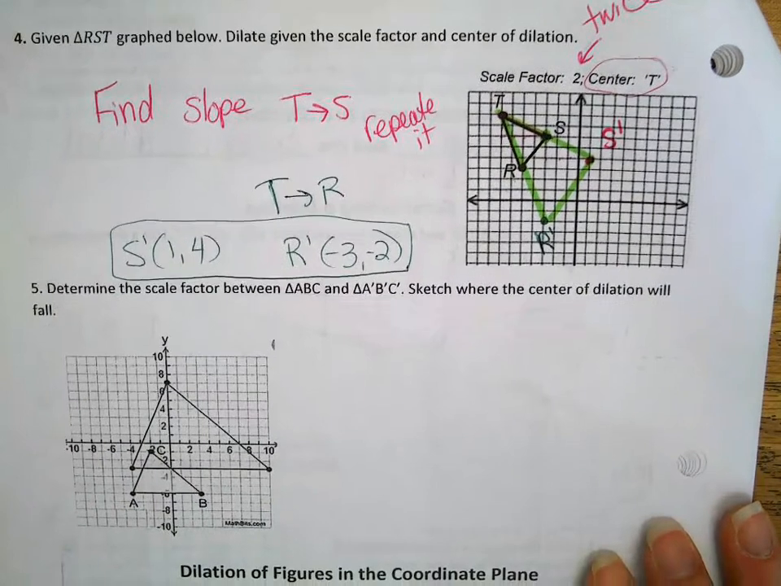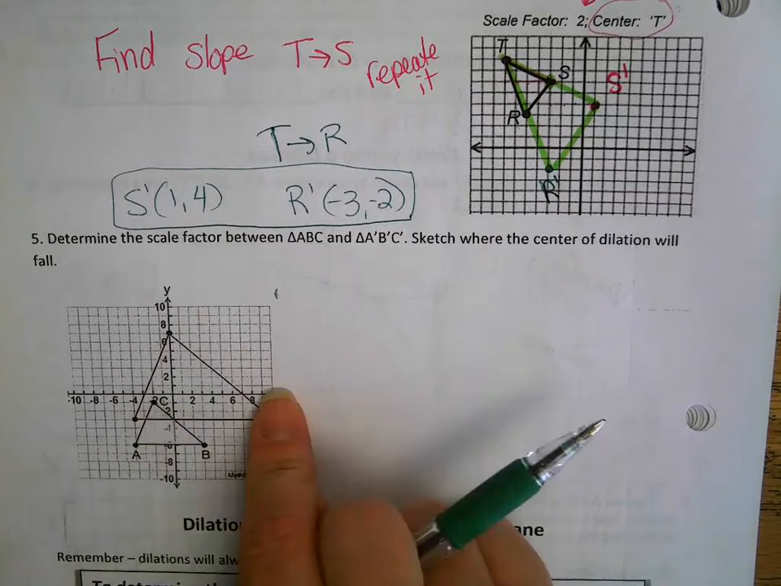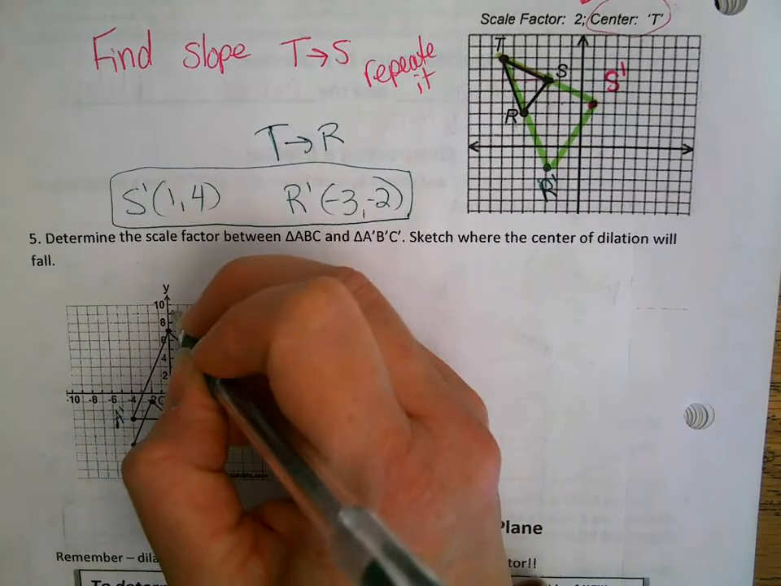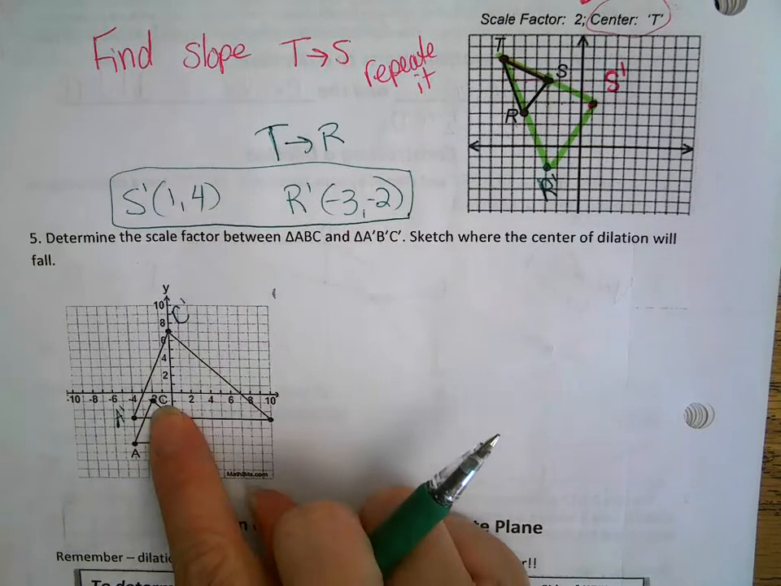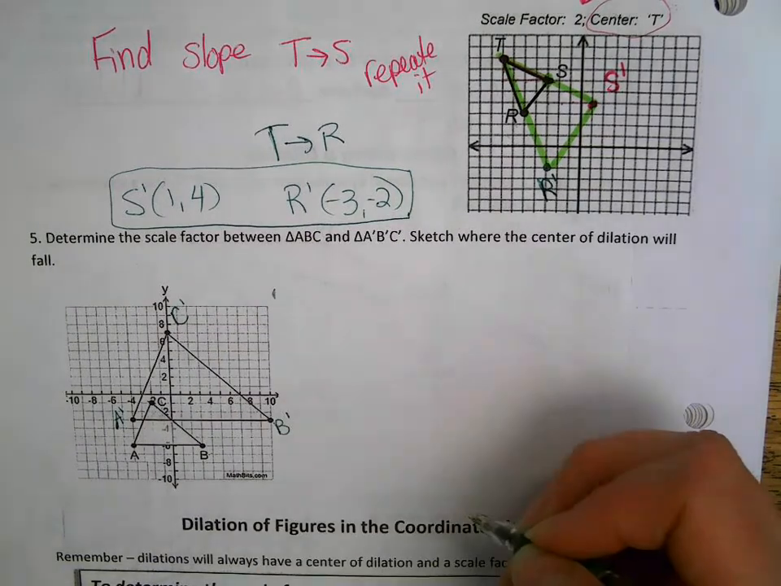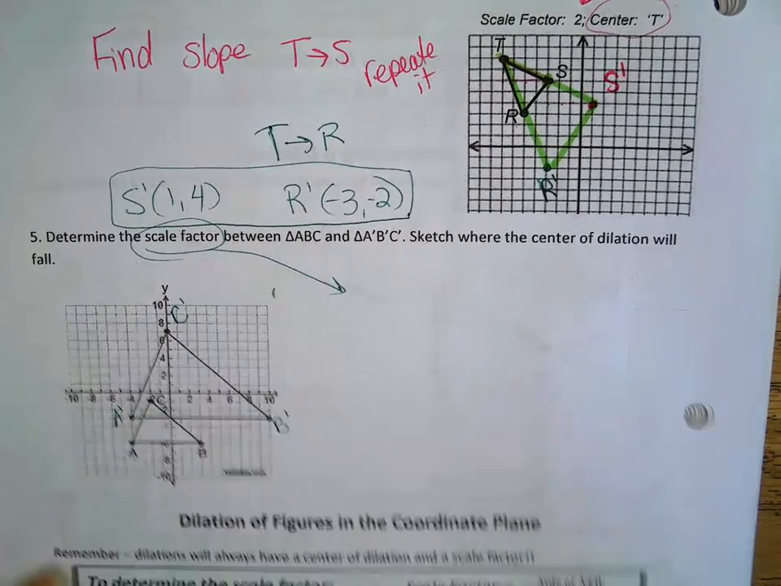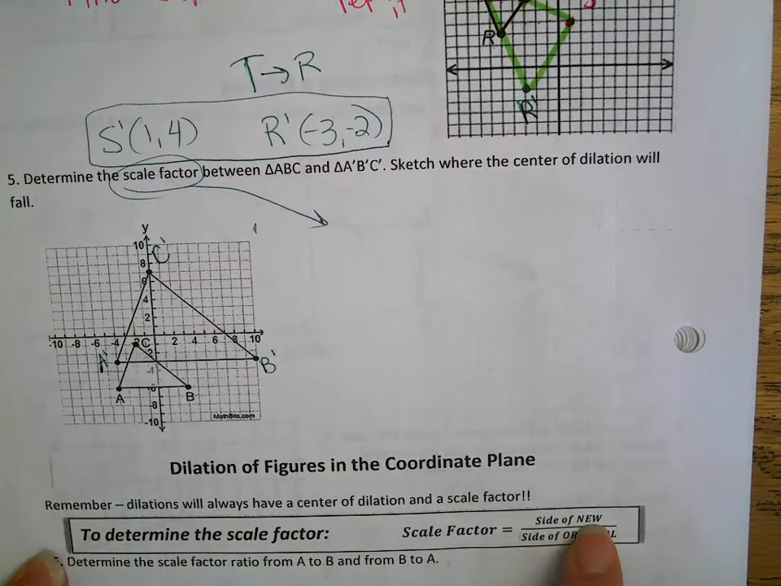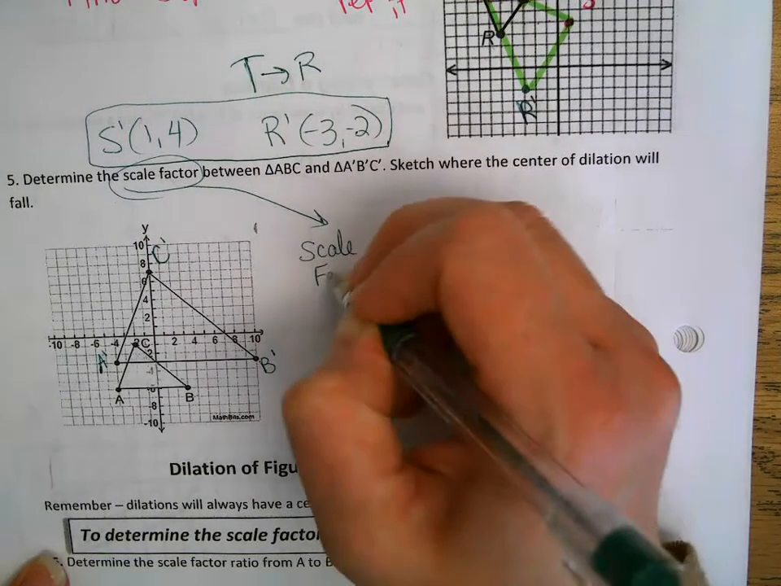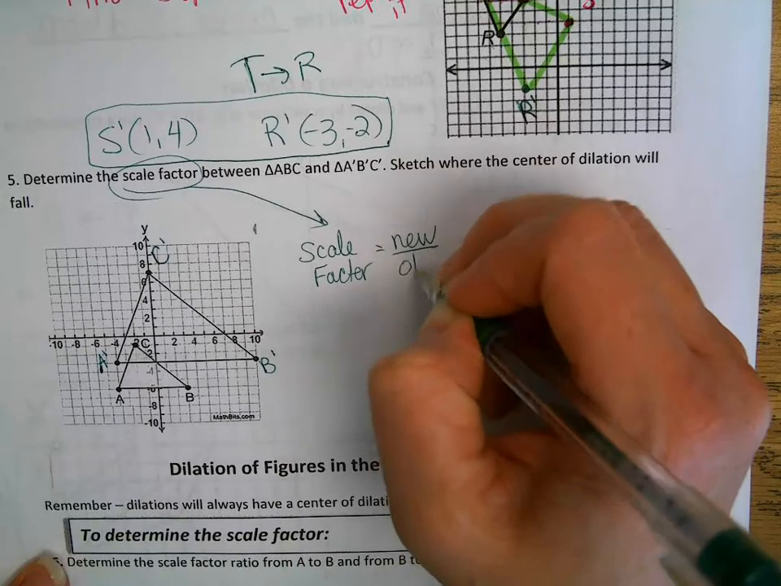Question number 5. Determine the scale factor between triangle ABC and A prime, B prime, C prime. So that's our larger one. So I'm going to label that A prime. C prime is up top because C is the top point, and B prime happens to be over here. So again, to find your scale factor, and it's written down here for us, we take a side of the new over the side of the original. So your scale factor, you always take the new over the old.